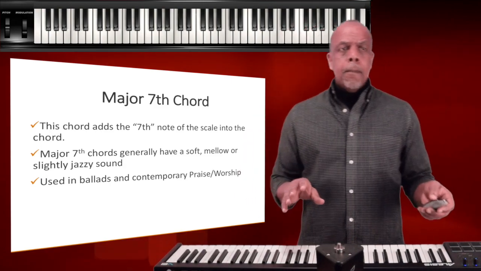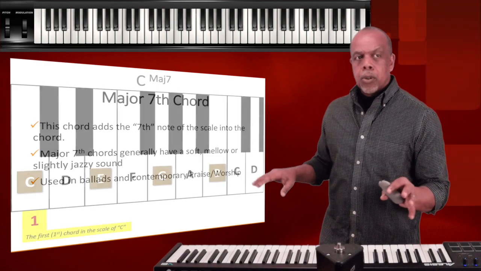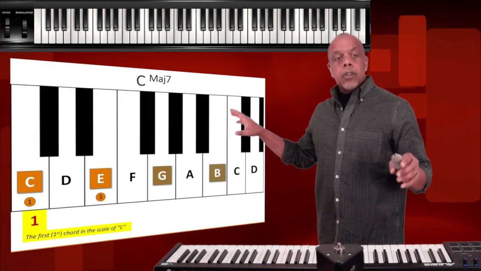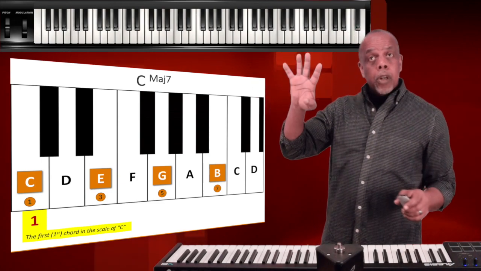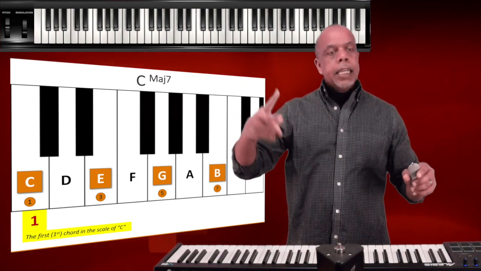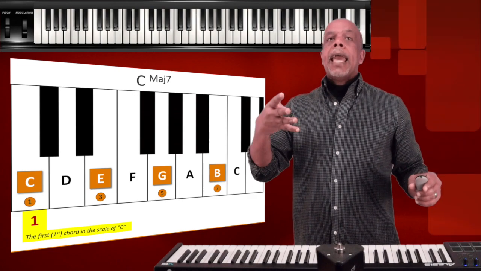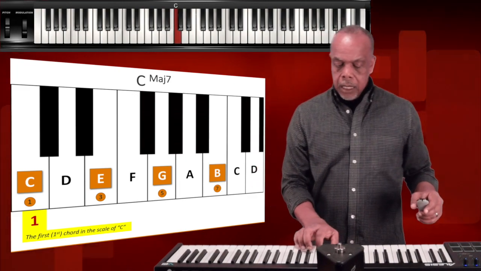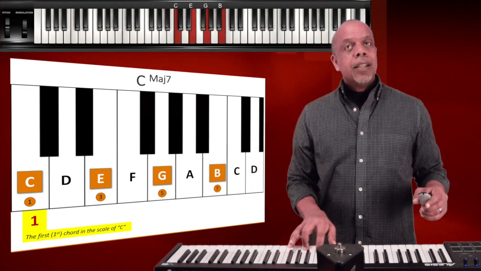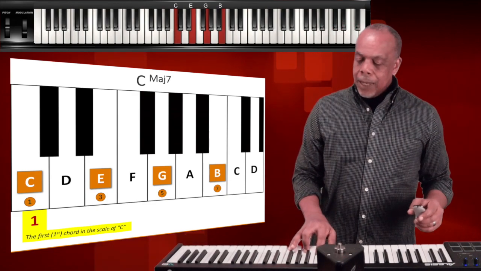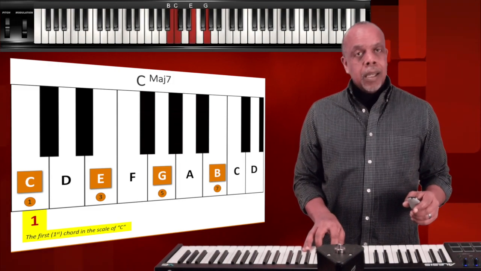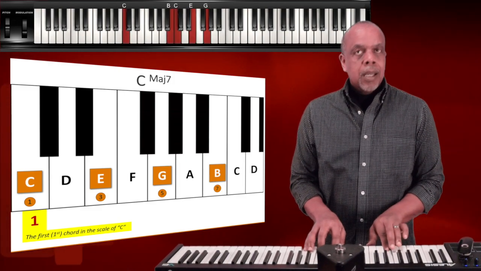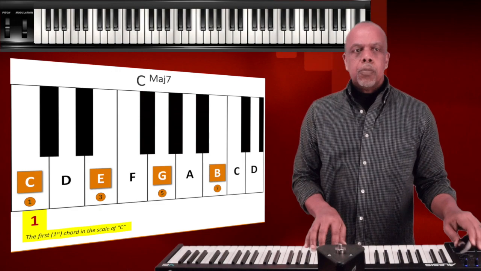So when we look at a major chord, I'm going to break down those three major chords. This is a C major, right? We added the 7th, which would be the B. So now I have four notes in this chord: a C, an E, a G, and the B. Hear that? And I can put this B down here as well, as long as I play it. Very, very melodic, very smooth.